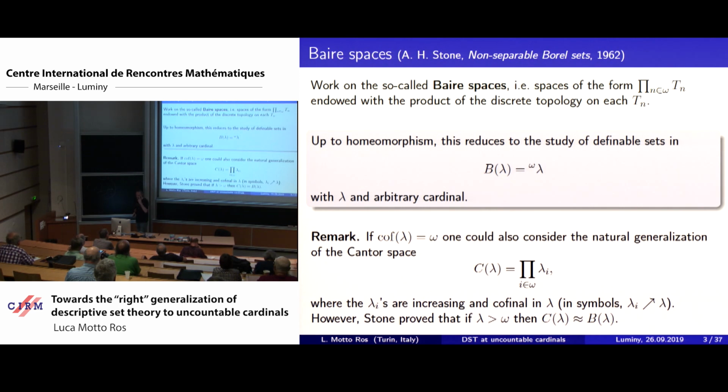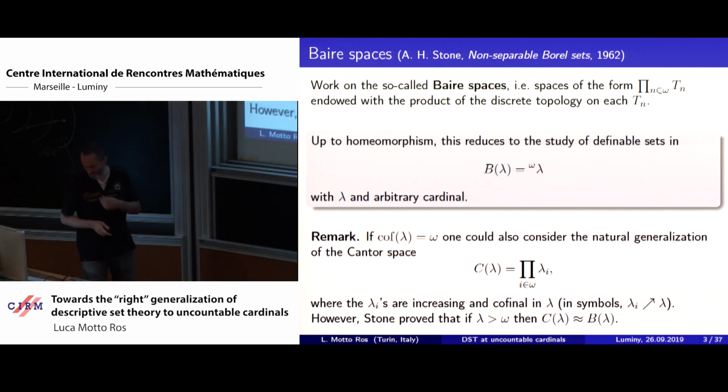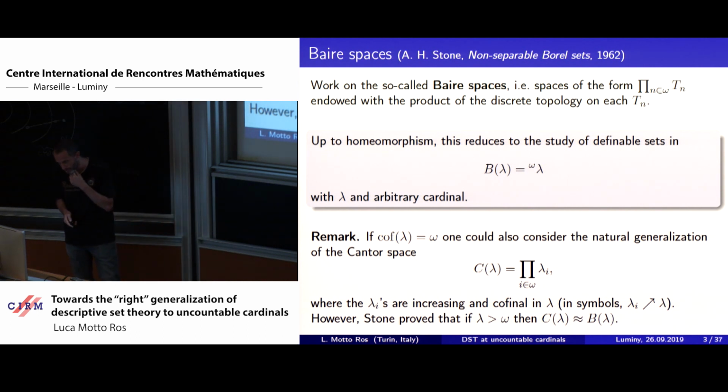If lambda is of countable cofinality, you can do something different. You can take an increasing sequence and make the product of the lambda_i, which is an increasing sequence. But it turns out by the work of Stone that this is exactly homeomorphic to the other space if lambda is uncountable. So except for lambda equal omega, which is the Baire space, they are different. From omega_1 going on, they are just the same. So this is why I say this is the kind of space studied by Stone.